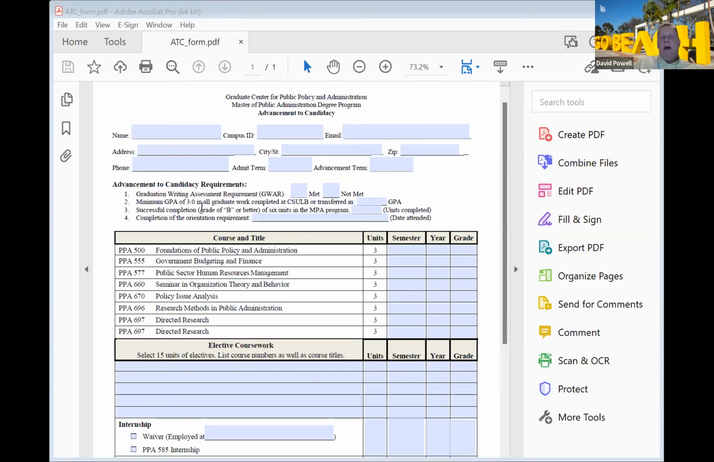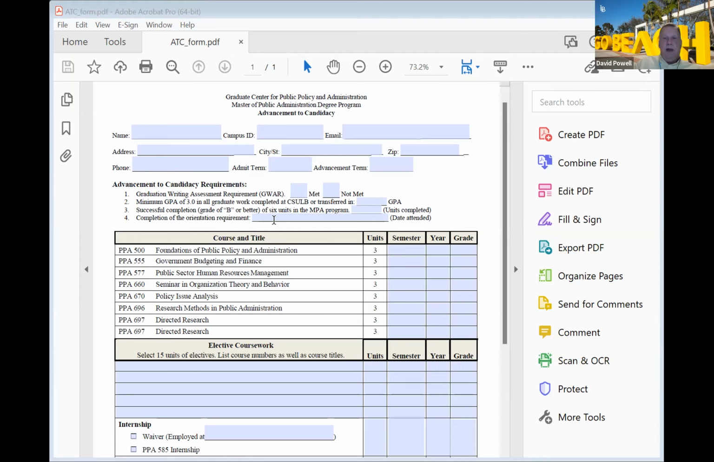A minimum grade point average of 3.0 in all graduate coursework. You don't have a GPA now, so you can leave that blank. You don't have one yet. Successful completion of 6 units in the program. You haven't done that yet, obviously, so you'll leave that blank. And completion of the orientation requirement.